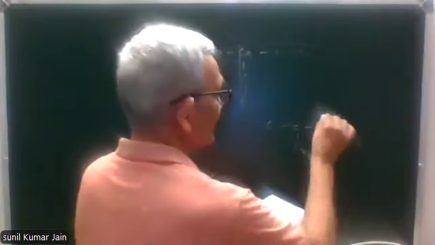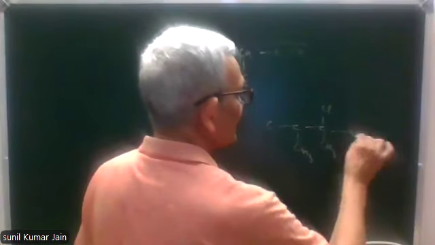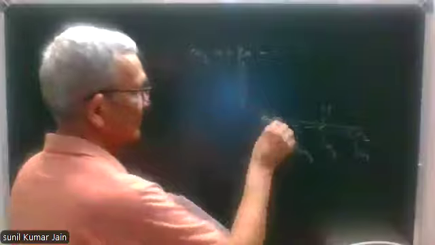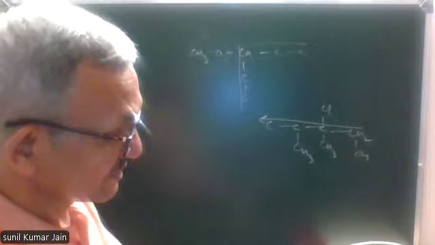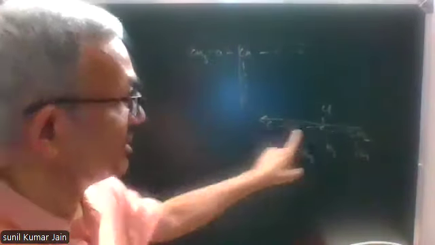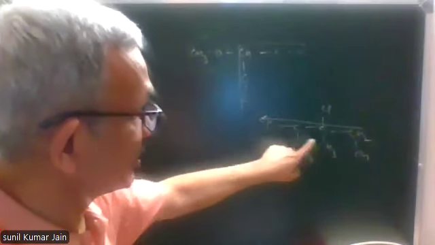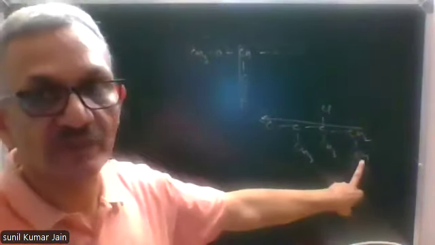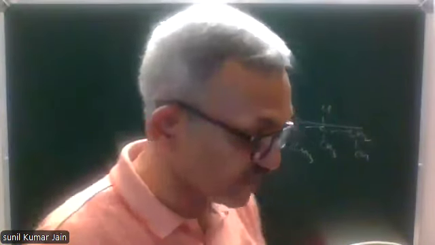Next, CH3, CCl, CH3, CH2OH. This is the longest chain. CH3, CH3, CH3. Yes, this is the longest chain of 4 carbon atoms. IUPAC will be 2-chloro-2,3-dimethyl-1-butanol. 2-chloro-2,3-dimethyl-1-butanol. And last is a very simple one.